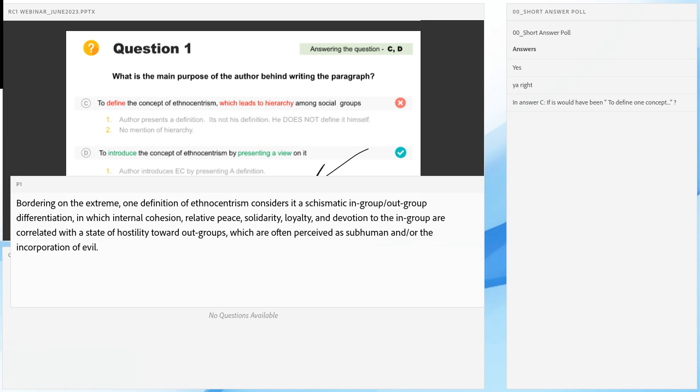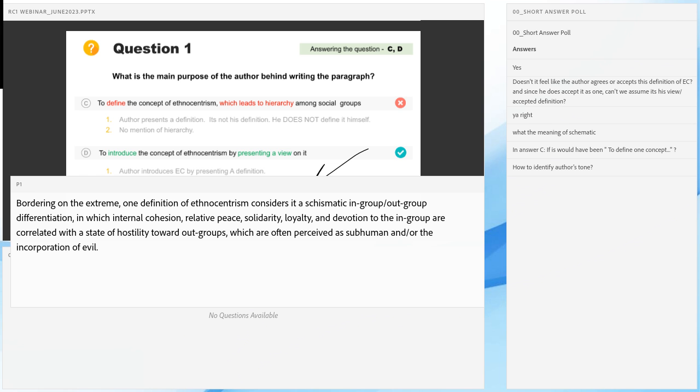So choice C, if you want to make choice C correct, then you would say to present one definition of EC. Okay, this is a great statement over here. So choice C, if it were to present one definition of EC, then of course it would have been correct.